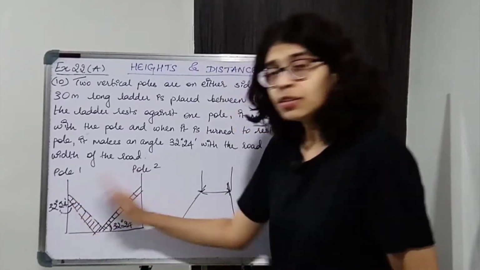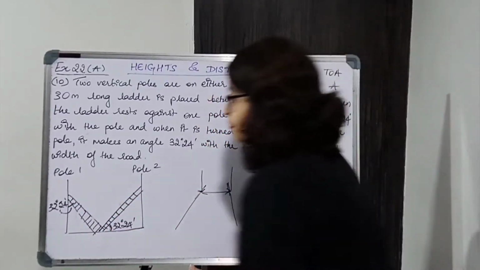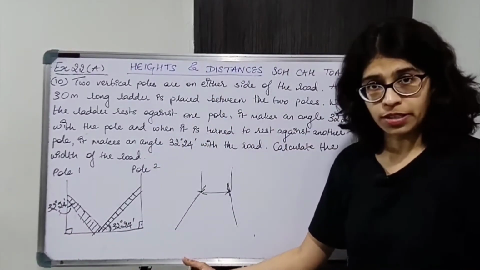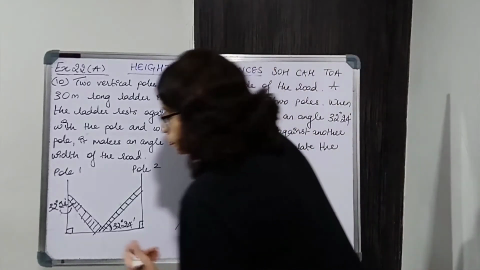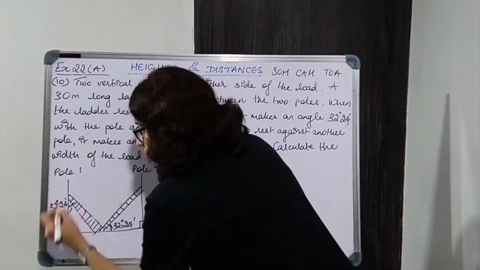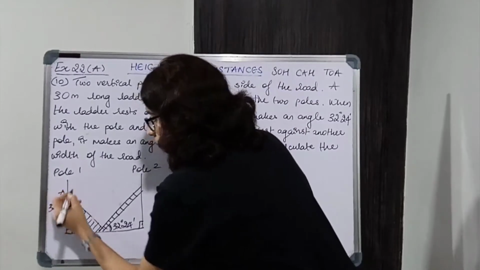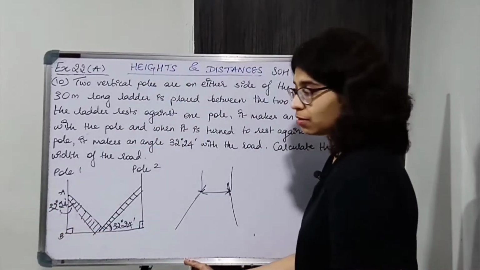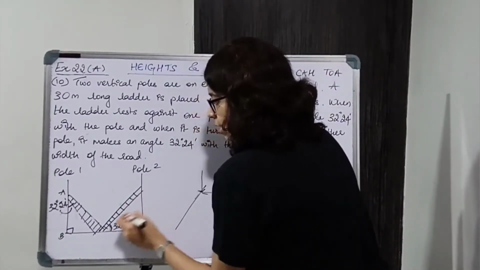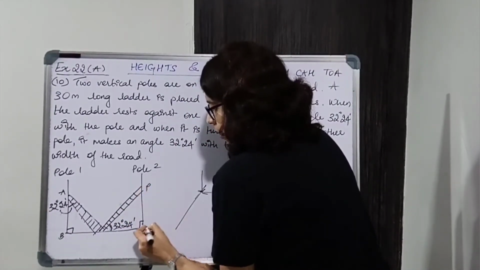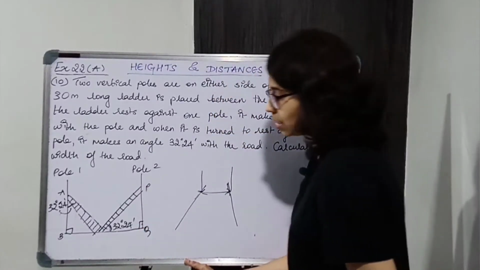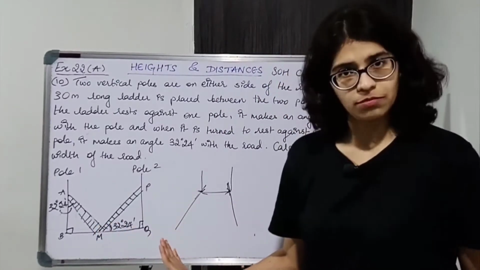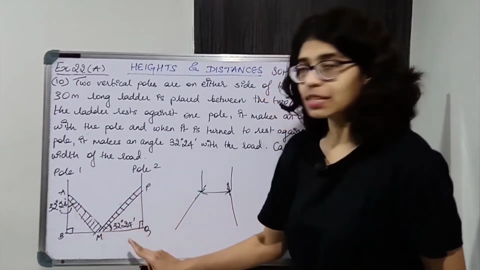We have not named the points, let us name them. This is pole 1, which is perpendicular to the road, and this one is also perpendicular to the road, as the poles are vertical. Let the point where the ladder touches pole 1 be A, and B be the base of the pole. On pole 2, the ladder touches point P and Q is the base of the pole. Let M be the point on the road. So AM is the ladder, PM is the ladder.